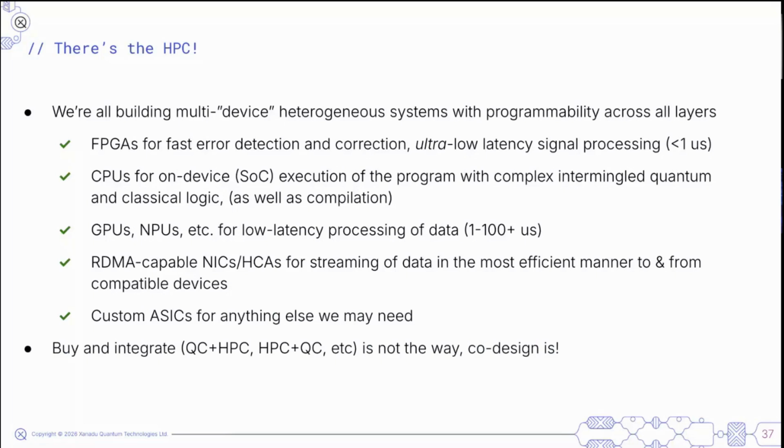So I just want to preface this by saying QC plus HPC or HPC plus QC isn't the way to go. Oop, the light turned off. We think, obviously, the co-design approach is the only thing here that makes sense.